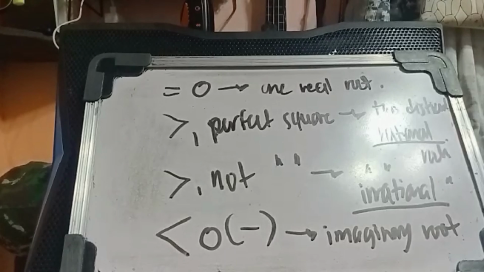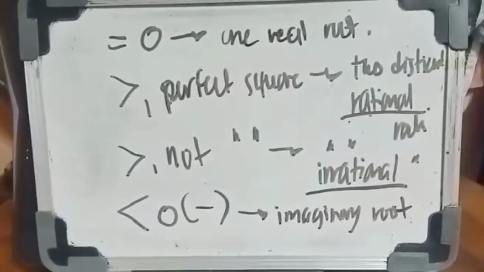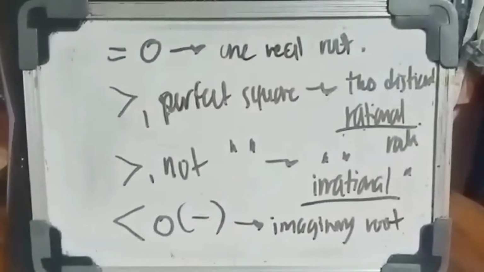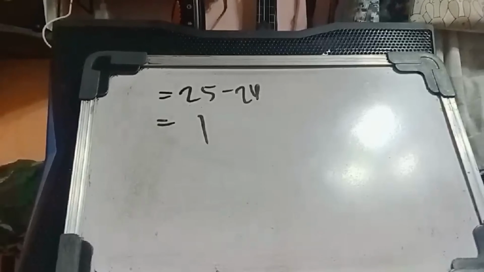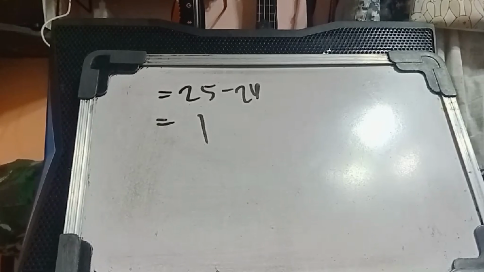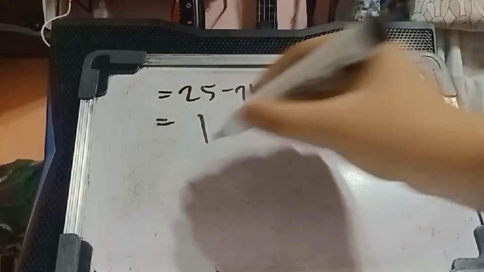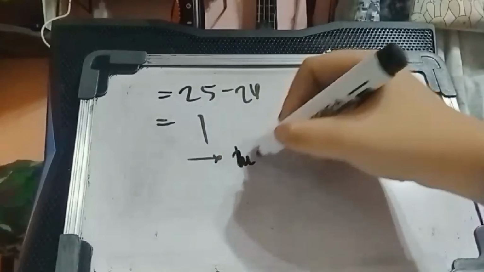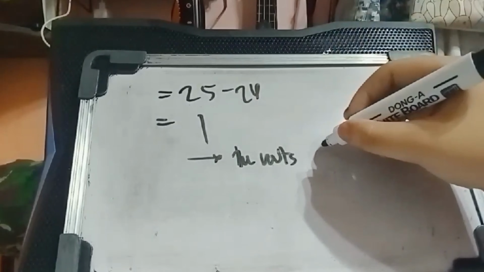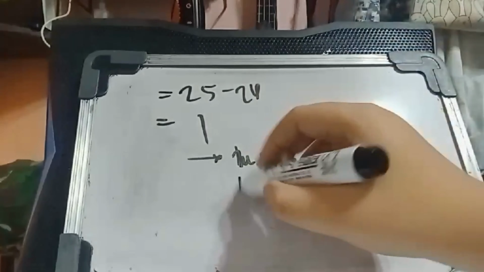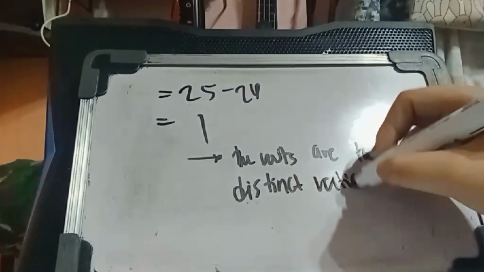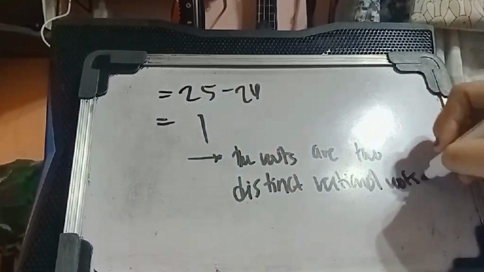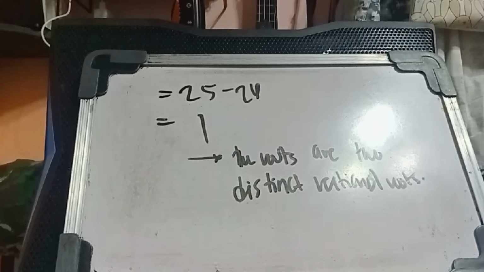So, ayan. Two distinct rational roots, imaginary root. Dito, let's describe the root, which is 1. So, ano yung root niya? If it's greater than 0, then the roots are two distinct rational roots. Because kasama si 1 sa perfect square. Perfect square yan si 1.